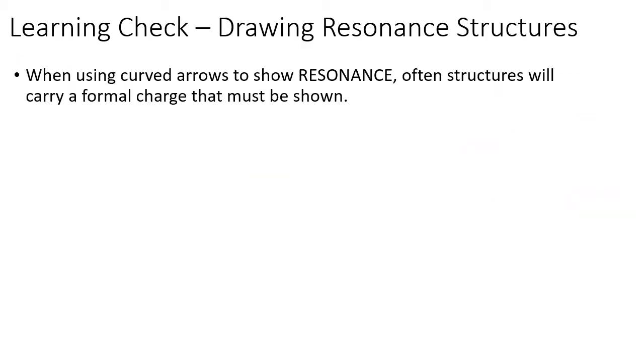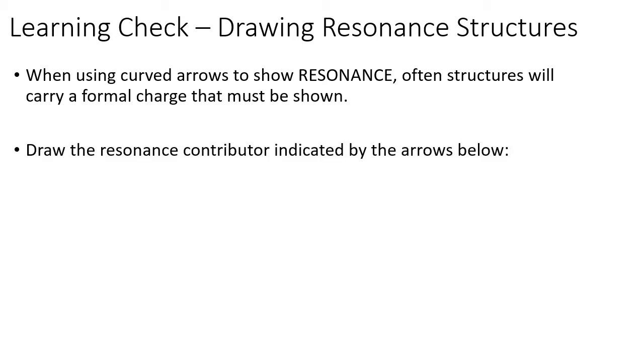When using the curved arrows to show resonance, there will be many times where your structure will have a charge in it, and that formal charge will have to be shown. So just like it was important to show the formal charges in individual molecules, you also want to show them in all of the resonance contributors as well. So if we look at this first example, what would be the resonance contributor? What would be the structure when we push those electrons following the curvy arrows here?